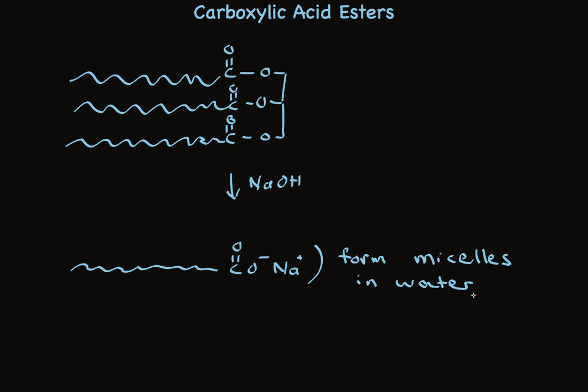The pioneers took animal fats, these carboxylic acid esters. They did saponification with lye, which was a source of KOH, to make soap.